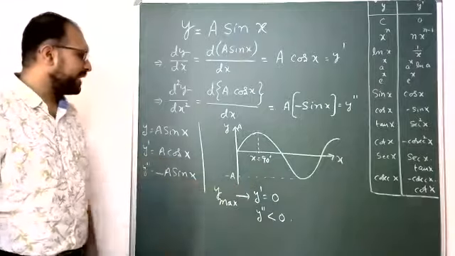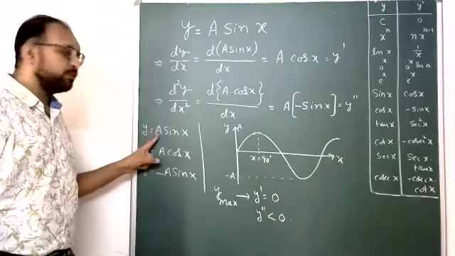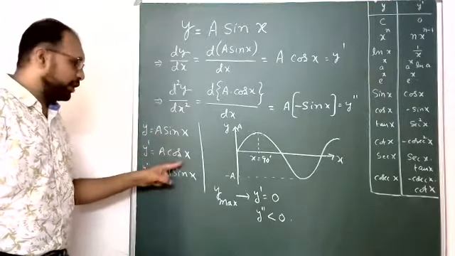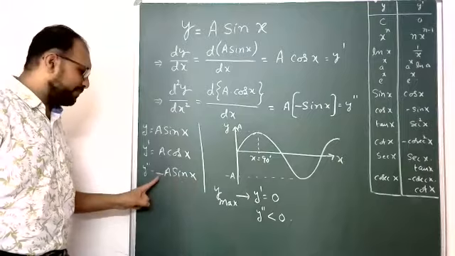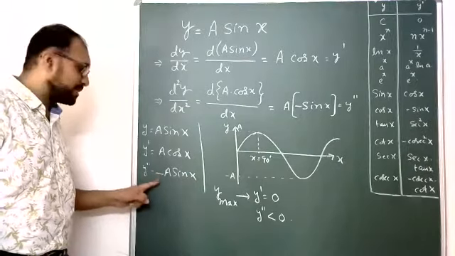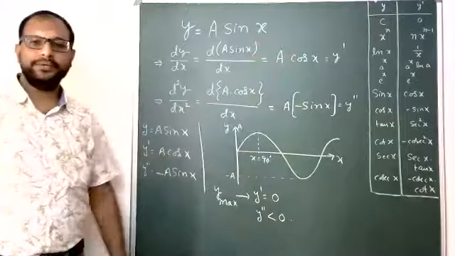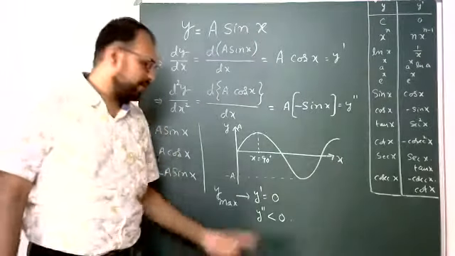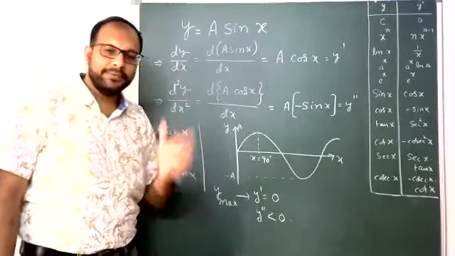Suppose x equals 90, sine 90 is maximum, that is y equals plus a, the function is maximum. But cos 90 is 0, so the first derivative is 0. Sine 90 is plus 1, but here minus is there, minus a, that means negative. The second derivative is negative. Please remember, at the maximum value of a function, the first derivative is 0 and the second derivative is negative.